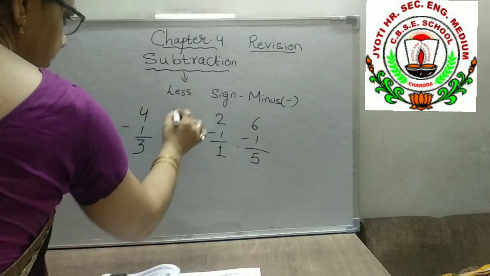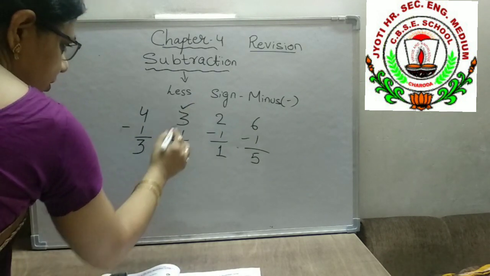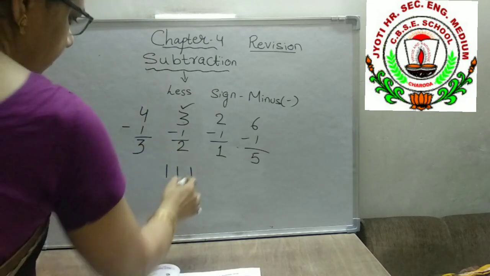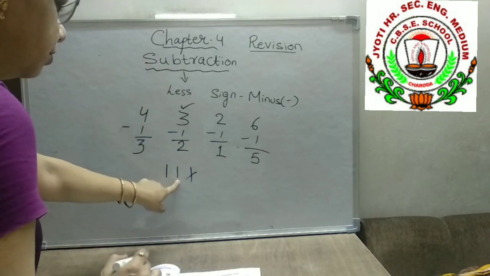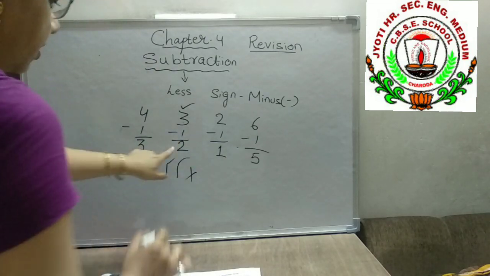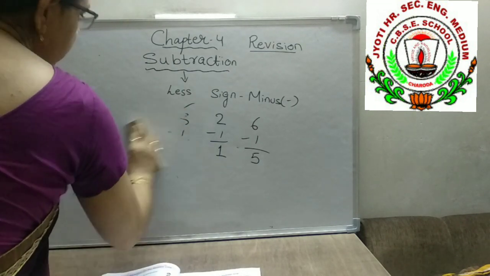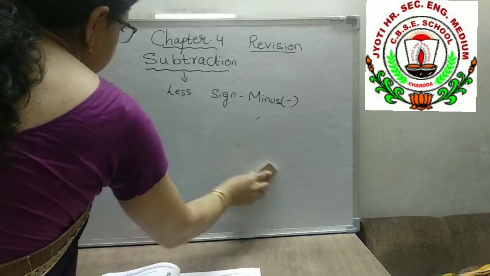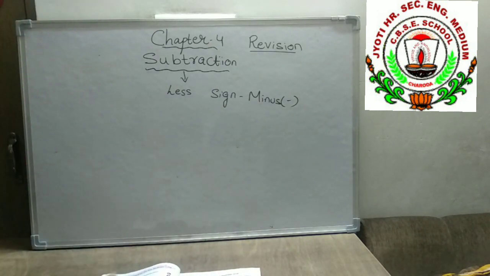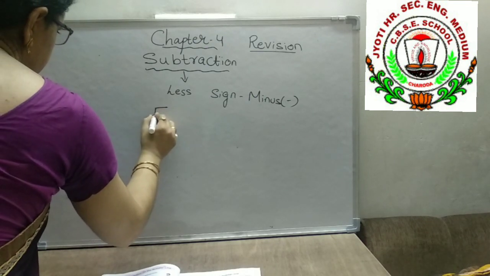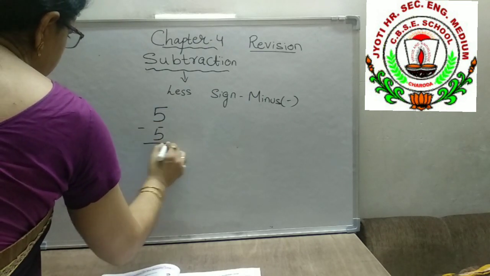We can check any one of them. Let us check this one. So we will draw 3 lines. 1, 2, 3. How many do we have to subtract? 1. How many are remaining? 1, 2. So I have written 2. This is the second property. If we subtract 1 from any number, then we get the before number, or the previous number.